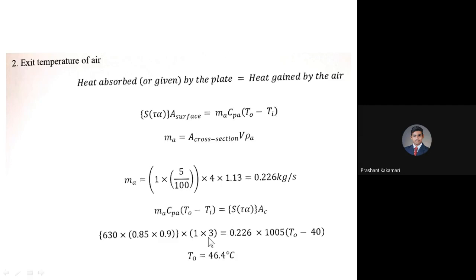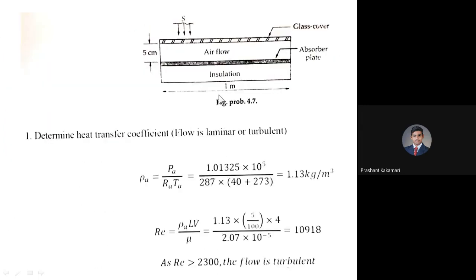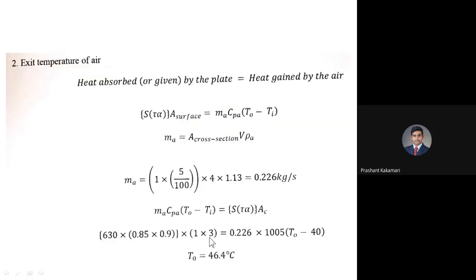It is 1 into 3. So here the area of the collector is different from the area of the flow channel. That should be taken carefully. Or if in the problem they have not mentioned the differences, directly you can take 1 by 3 itself. So here 1 into 3 is the width and length of the collector. Length of the collector is mentioned as 3 meters in the problem. So we have taken here 1 into 3.